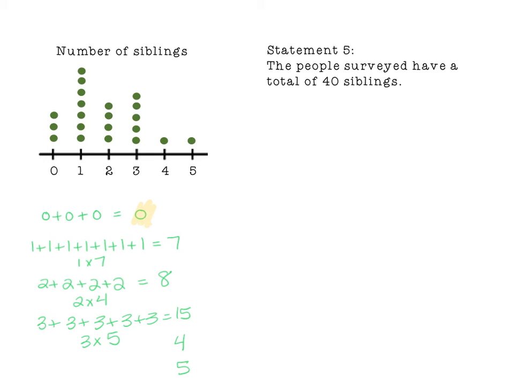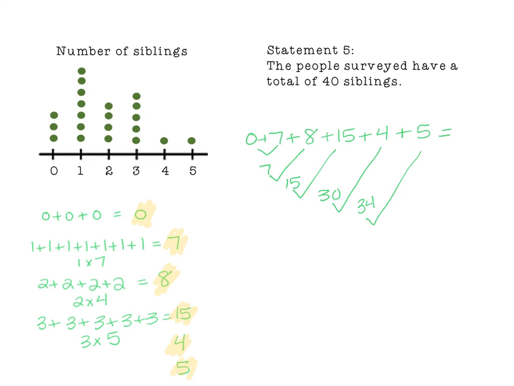And I need to add all of these numbers up to get the total number of siblings. So 0 plus 7 plus 8 plus 15 plus 4 plus 5. 0 plus 7 is 7. 7 plus 8 is 15. 15 plus 15 is 30. 30 plus 4 is 34. And 34 plus 5 is 39. So this is incorrect. There are 39 siblings in all.